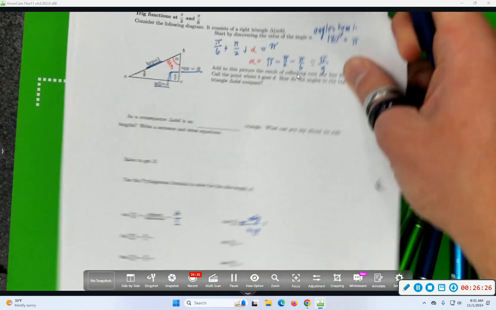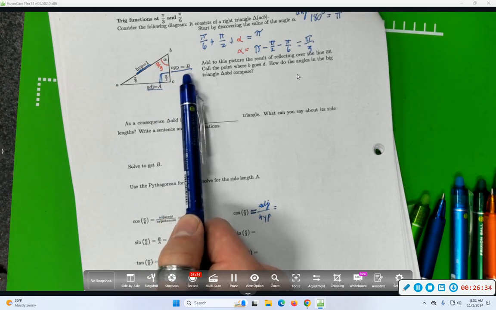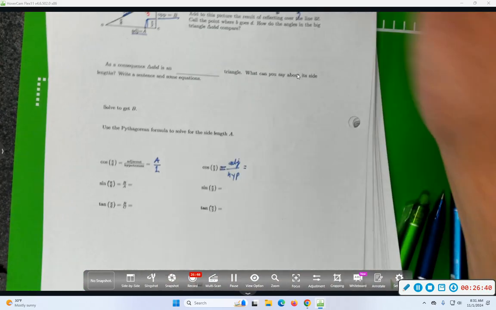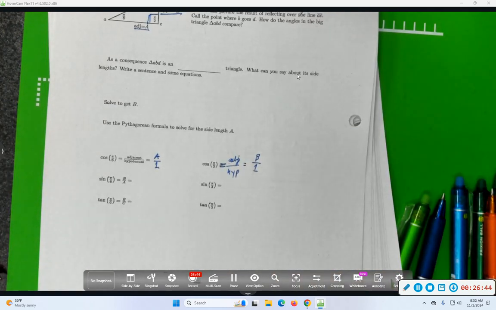There's the angle pi over 3. What's the side length adjacent to pi over 3? I guess it's B. Hypotenuse is still the same? So if I know B, then I know cosine of pi over 3. Similarly, you know all of those things that will happen at the bottom of the page. We just need to figure out A, B, and C.